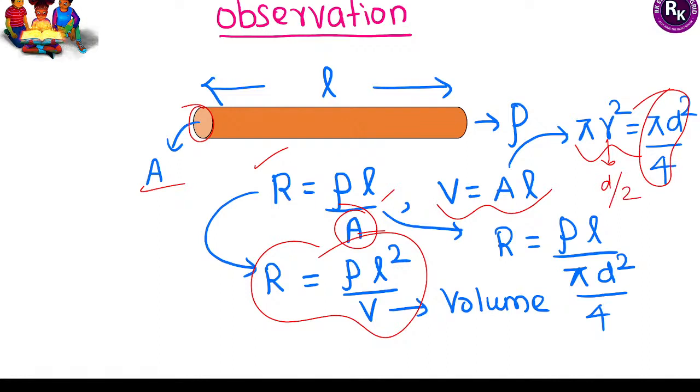So we can write this resistance in terms of radius. We can also write it in terms of cross-sectional area, in terms of diameter, or in terms of volume also. So based on the questions asked in your examination, just go ahead with the corresponding formula.